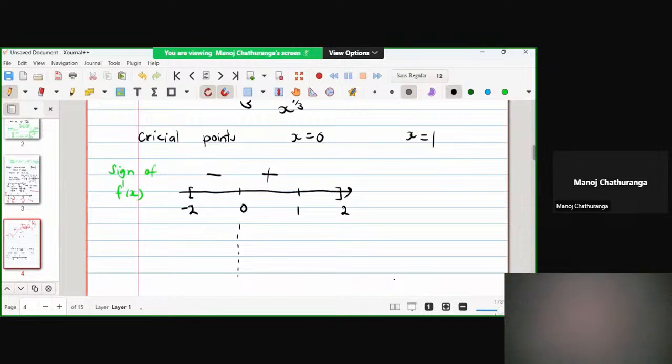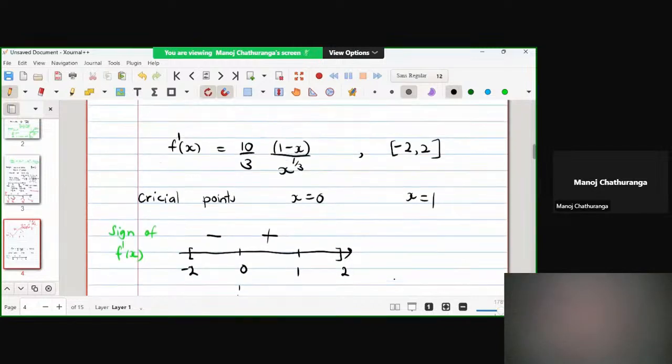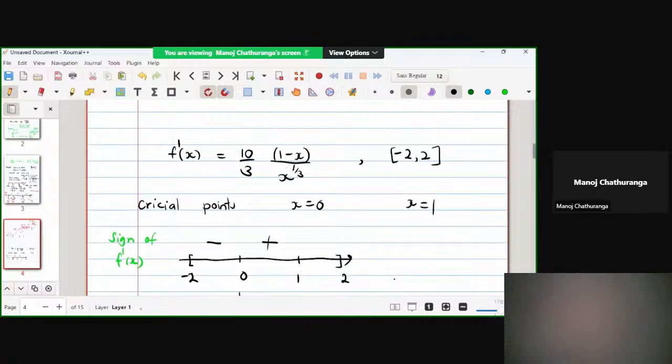Let's see what happens between 1 and 2. After 1, I can take 1.5. 1 minus 1.5 is a negative number, negative 0.5, divided by the cube root of a positive number, which is positive. So that will be negative.